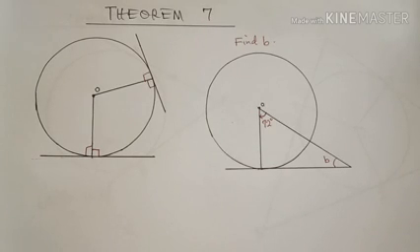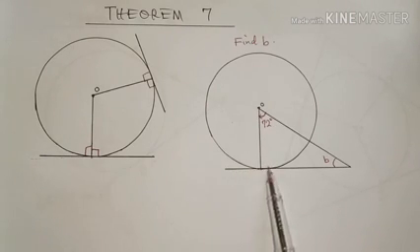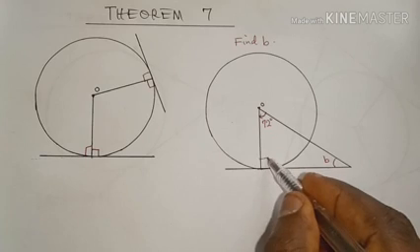That's all. Sometimes you could be given a diagram like this. This is radius, this is your tangent. Definitely you have 90 degrees here.